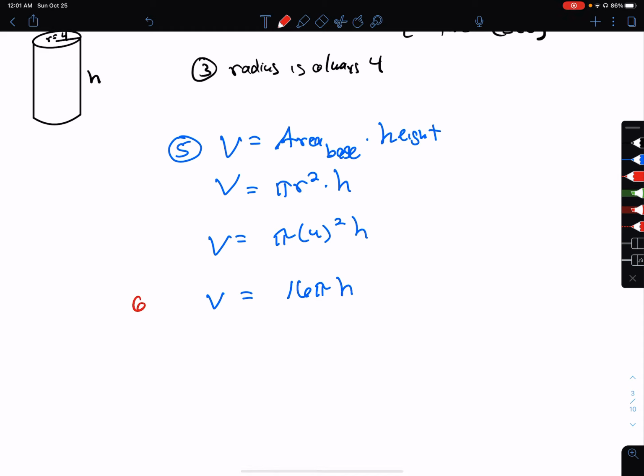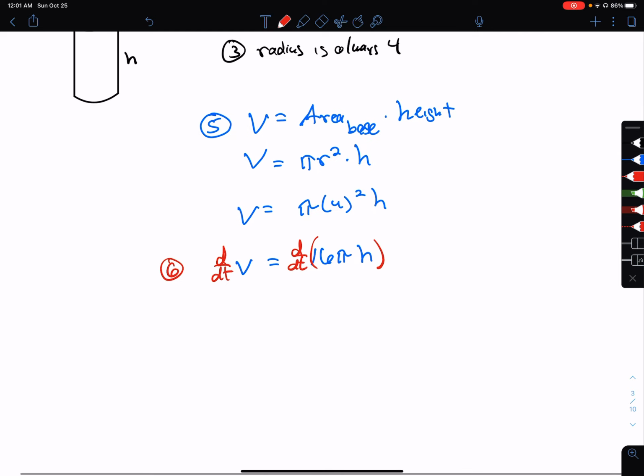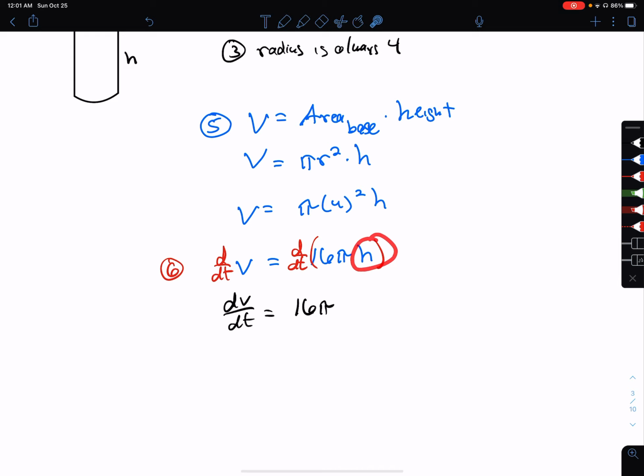Step 6, differentiate both sides with respect to time. The left side, the derivative of V with respect to time is dV over dt. The right side, 16 pi is the coefficient, h is the variable. So the derivative is going to be the coefficient. Subtract 1 from the exponent of h, it's h to the 0, which is 1. And then h is a different variable than this denominator. So then we multiply this by dh over dt.